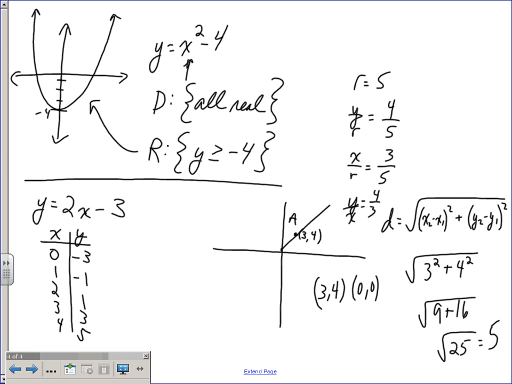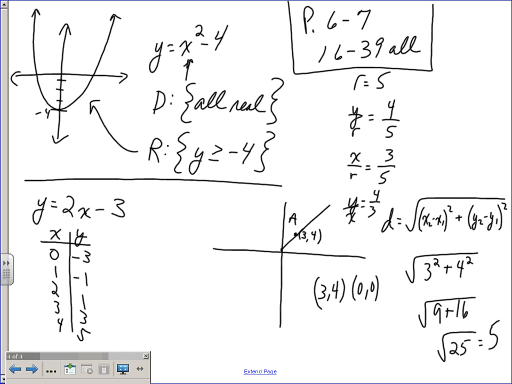All right. The homework is going to be pages 6 through 7, exercises 16 through 39 all. And I've done a couple for you. And this is still on section of chapter 1.